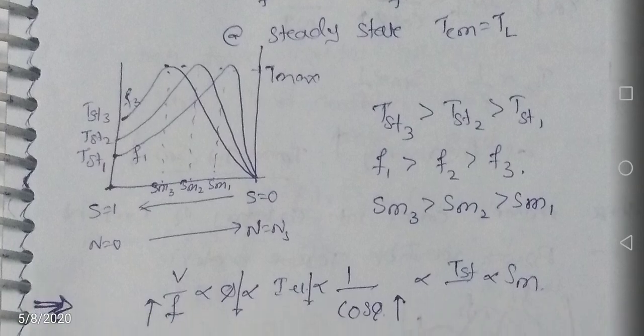So slip and speed are inversely related. When slip is 0, NR is equal to NF. And slip is 1 when NR is equal to 0.